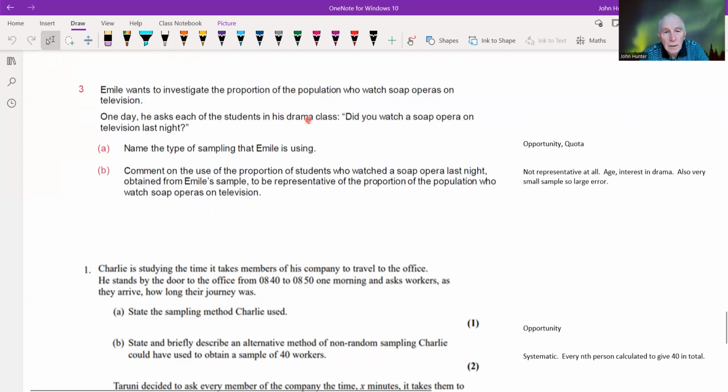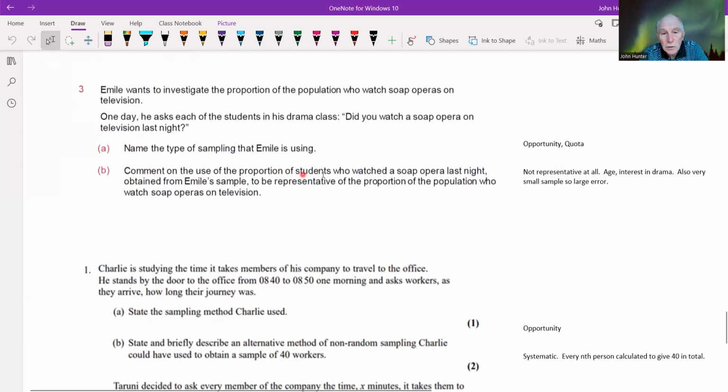Sampling one drama class for the whole population doesn't sound terribly good, does it? So this is opportunity sampling. These are the people who are just available. It's also essentially a quota system, so we've got two in there at the same time.